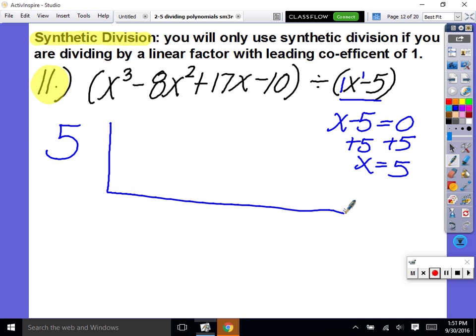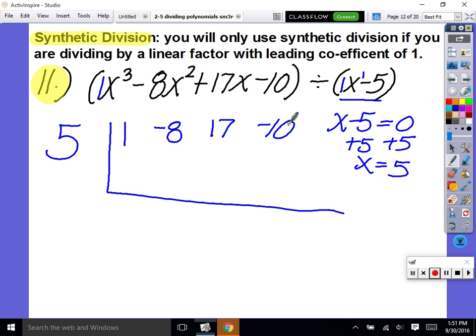You're going to leave yourself some room. Draw your house about like this. Now what you're going to do is put in your coefficients. And coefficients are the number in front of the variable. So do you see how there's a 1 in front of x cubed? So we put a 1, then there's a negative 8 in front of x squared. We've got to put this in order. X cubed, x squared, then x, so then 17, and then negative 10.